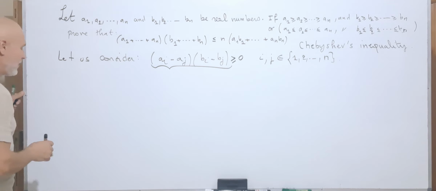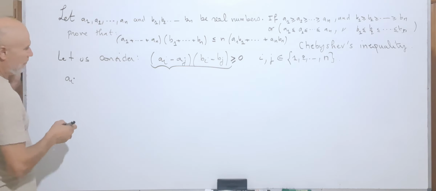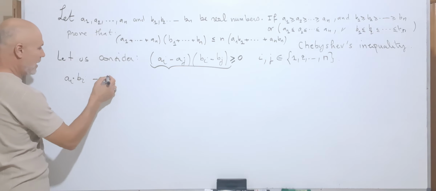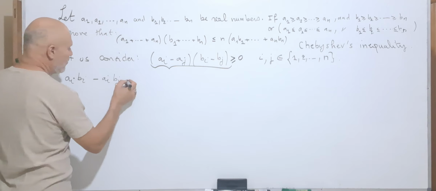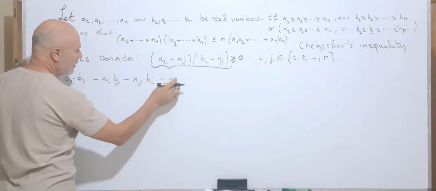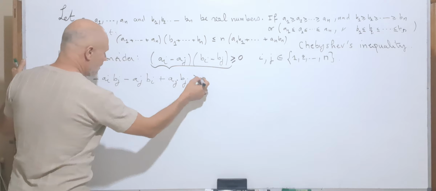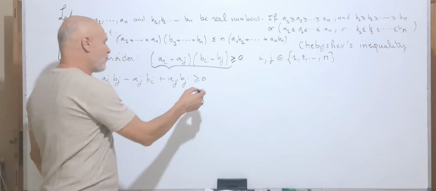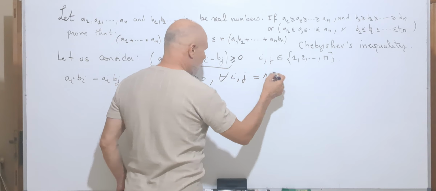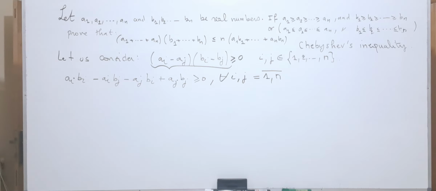This formula gives us ai bi minus ai bj minus aj bi plus aj bj, which is greater than or equal to zero for all i and j varying from 1 to n. So they take all the values from 1 to n.